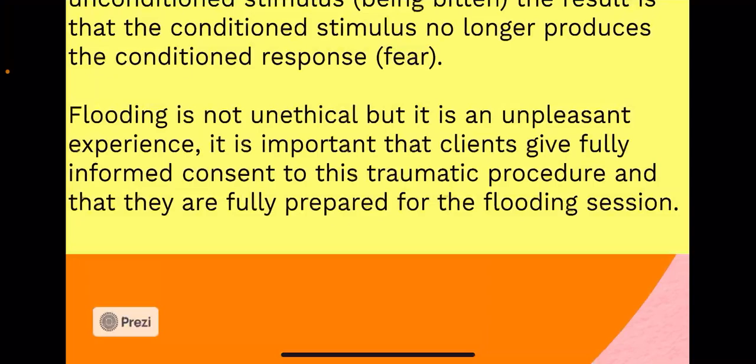Flooding is not unethical, but it is an unpleasant experience. It is important that clients give fully informed consent to this traumatic procedure and that they are fully prepared for the flooding session. So it's not technically unethical, but the therapist is aware that it's an unpleasant experience, and they would make you aware of that before you took part, and you would have to give fully informed consent. So you have to be fully aware of what was going to happen to you.